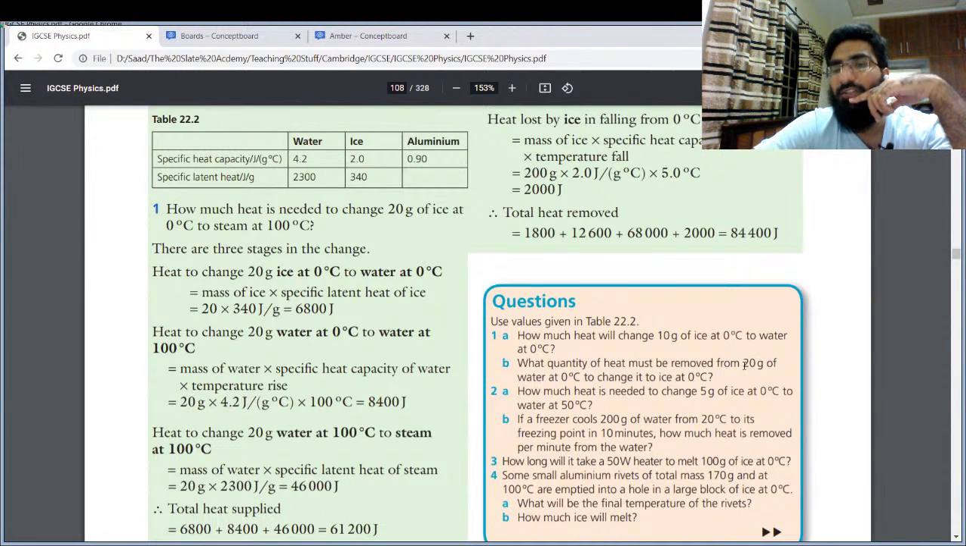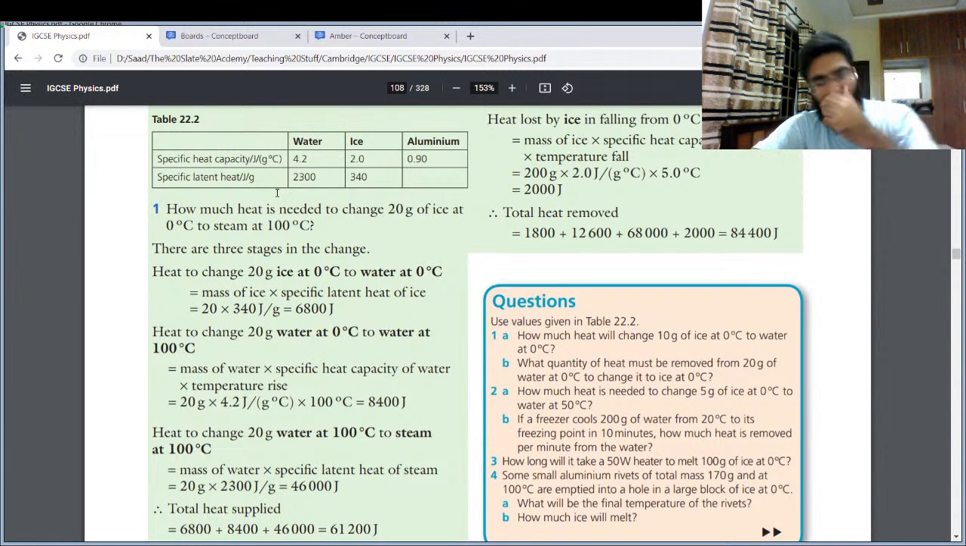Did you get it? For example, instead of 20 grams, if it were given as 0.02 kilograms, I would have had to first convert it into grams so that I can use the specific latent heat in joules per gram. The units must be aligned. That's all I'm saying.